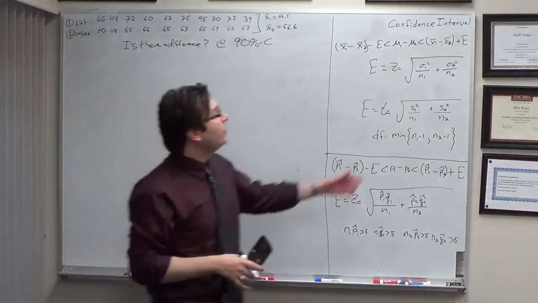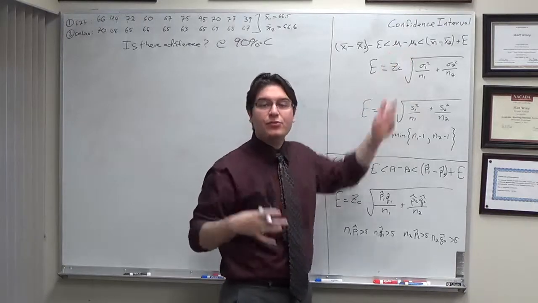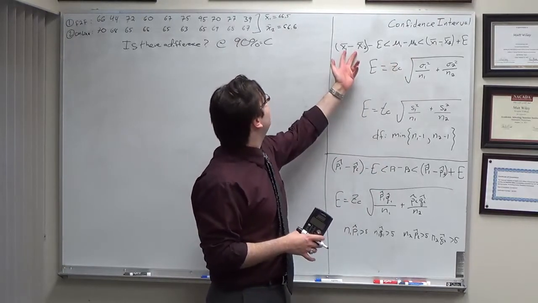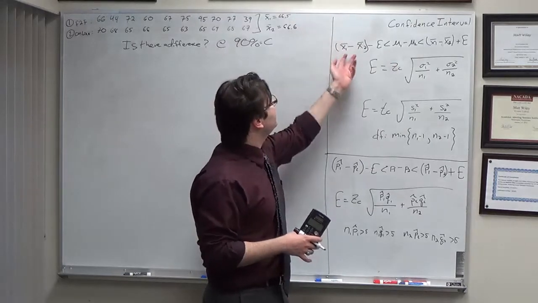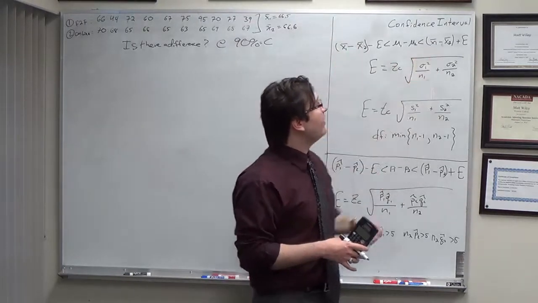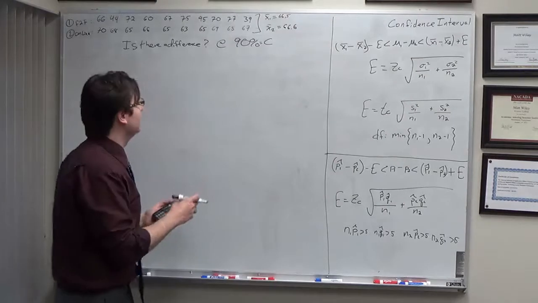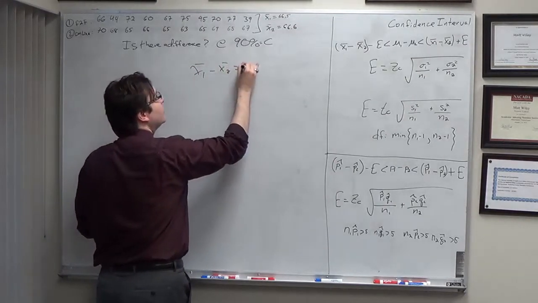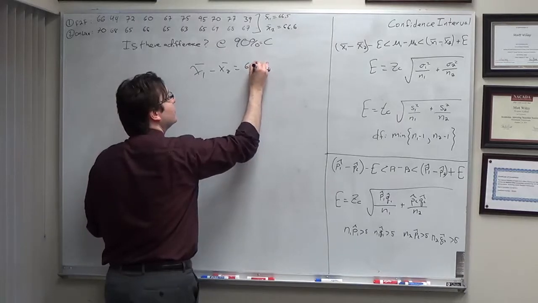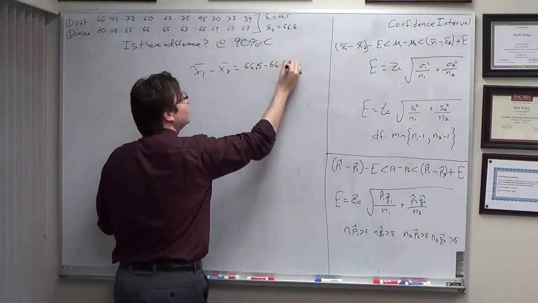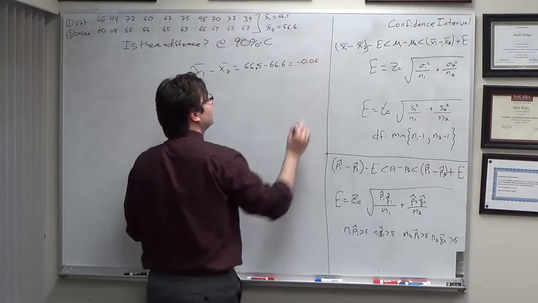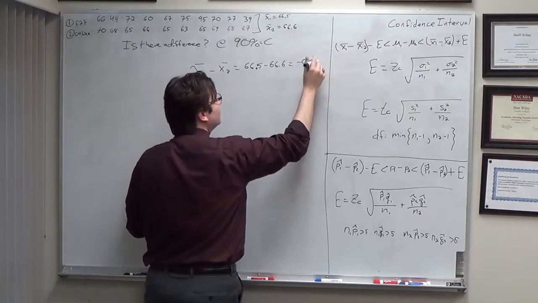Okay. We would like to find out if there's a difference between the populations, yes or no. We've got our calculation here between these two groups, and so we can calculate x1 bar minus x2 bar, which is going to equal 66.5 minus 66.6, and that's going to equal negative 0.1.